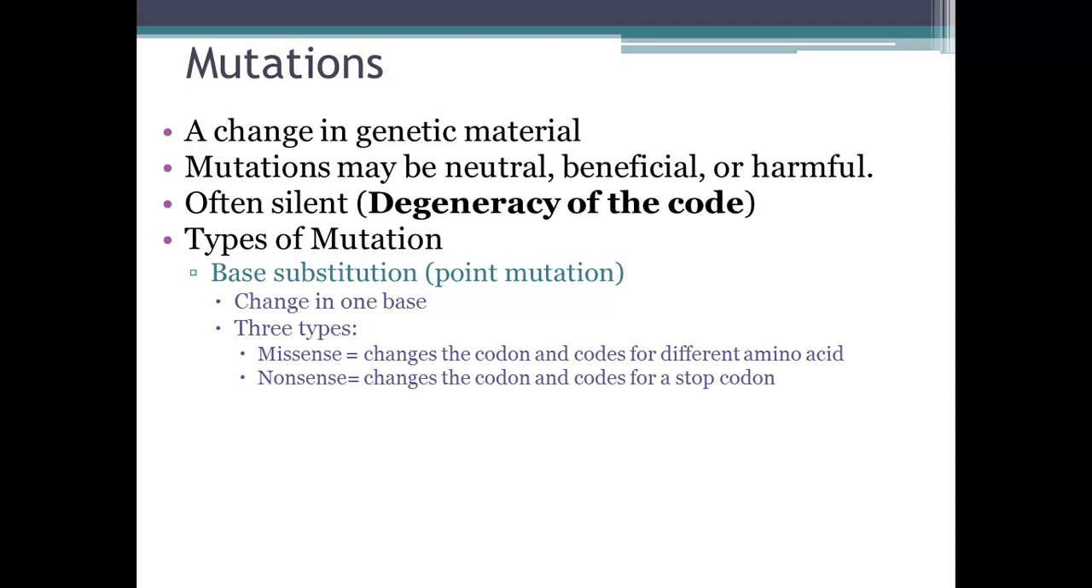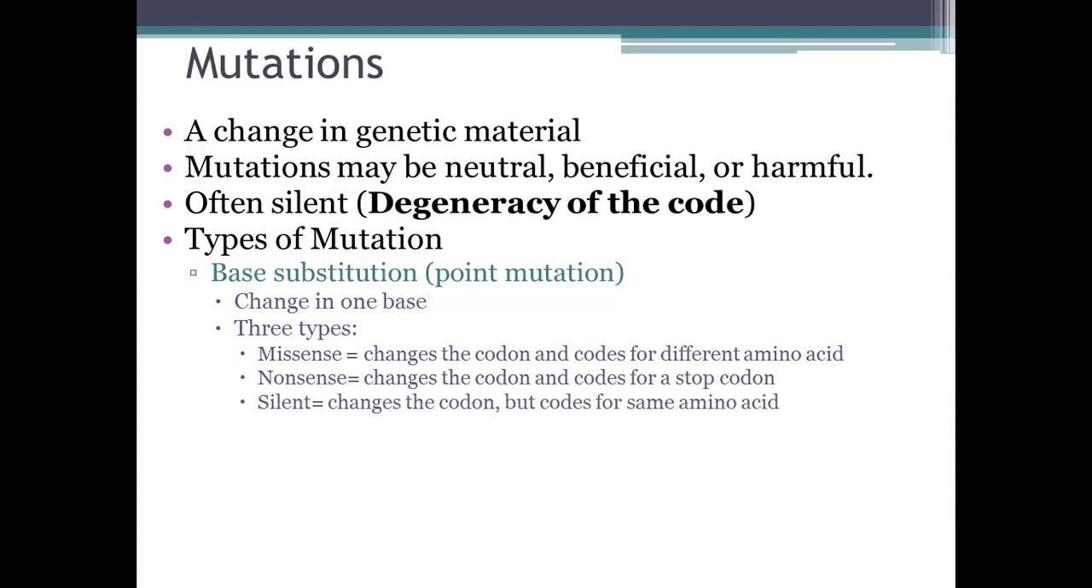Nonsense mutation is a base substitution that results in a nonsense codon. So it changes the codon and codes for a stop codon. This results in premature termination of translation. The protein is shorter than usual and does not contain all the amino acids that it should. Therefore, this protein is most likely non-functional.